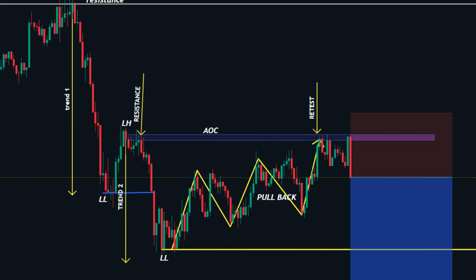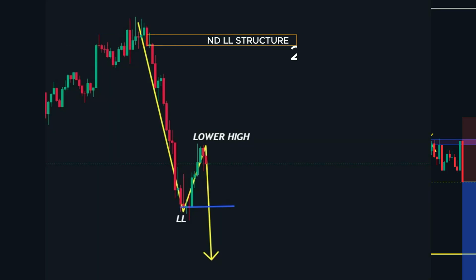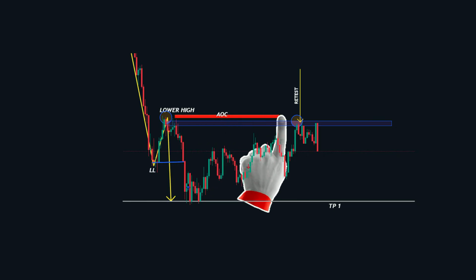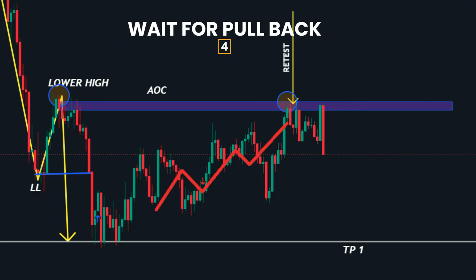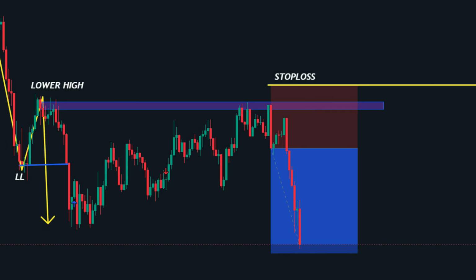So the full BYBT model is this. First, identify the impulse leg. Second, confirm lower high and lower low structure. Third, mark the AOC where support turns into resistance. Fourth, wait for the pullback into that zone. Fifth, wait for rejection and confirmation. Sixth, define stop loss, invalidation, and target before entry.